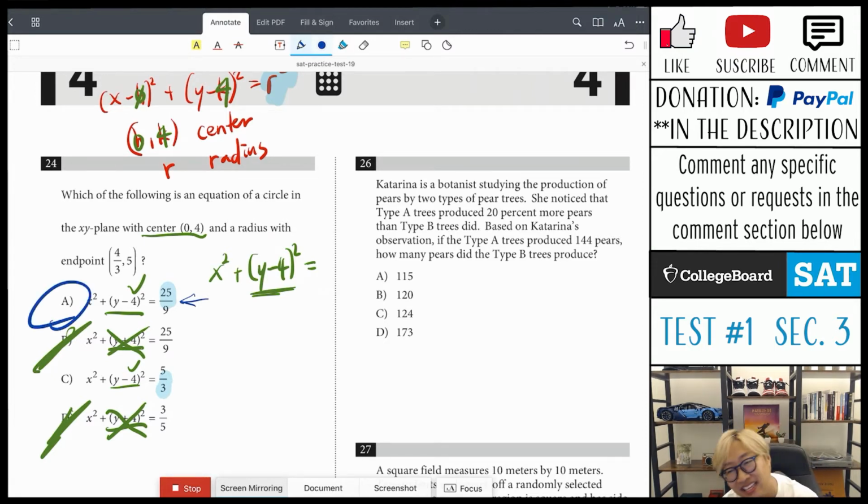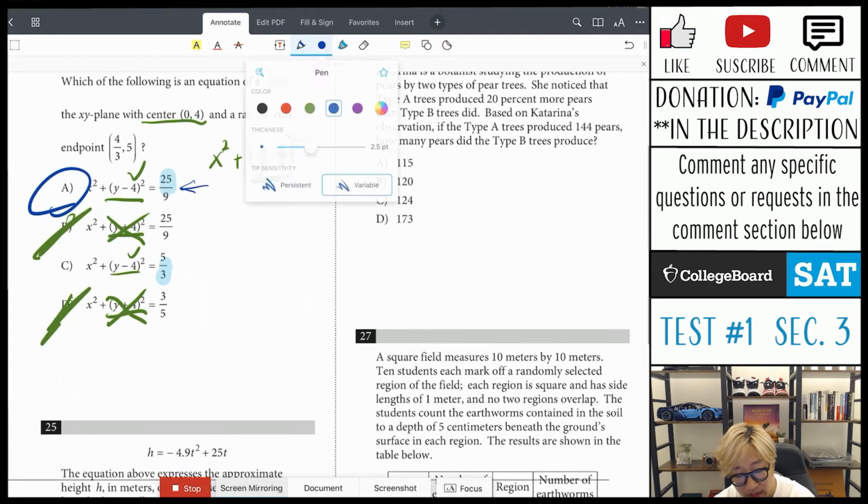And I think indeed the answer is A. I will solve it, but if you have no idea, just pick whatever looks like it just got square, and that's definitely A. So let's do this.